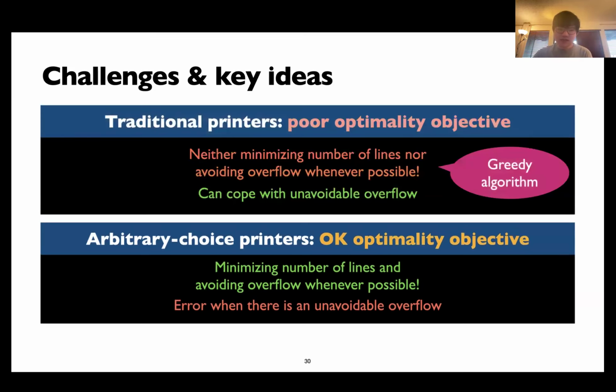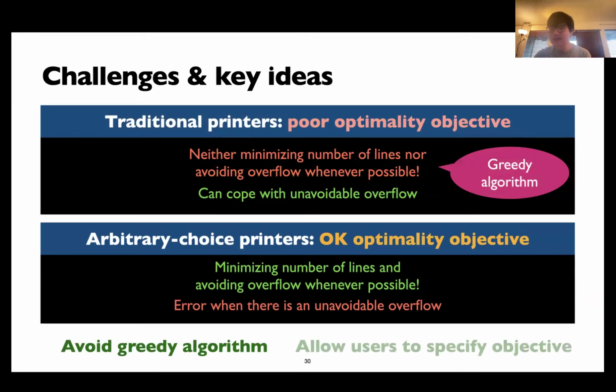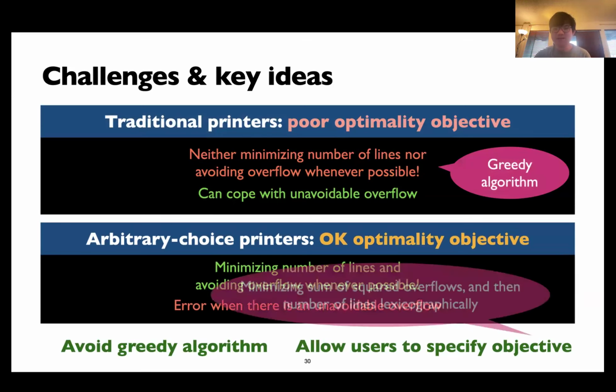Now, what can we learn from this? One, we do not want to use a greedy algorithm because it's not optimal. Second, we want to be able to cope with unavoidable overflow. But in particular, a better idea is that we will allow users to specify the optimality objective, right? Let's say that there's a concept of overflow that we want to minimize. Then that will automatically make it possible to handle unavoidable overflow because, well, there are multiple layouts. We just pick the one with the minimal overflow.